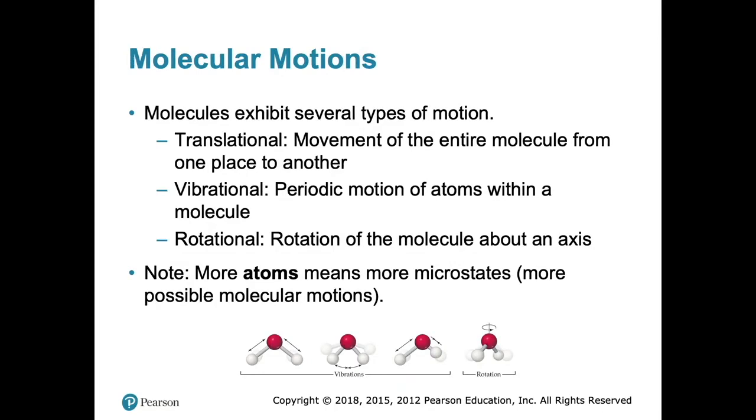Okay, so what does it mean when we have an increase in temperature and an increase in microstates, when it's talking about molecular movement? Well, it turns out that molecules actually exhibit several types of motion, and these are the three types. There's the translational, where the entire molecule moves from one place to another. That's the one you're probably most familiar with. For example, you heat up a molecule and it moves from one place to another. But it also goes through a vibrational motion too.